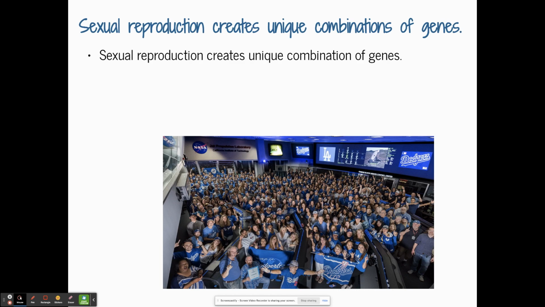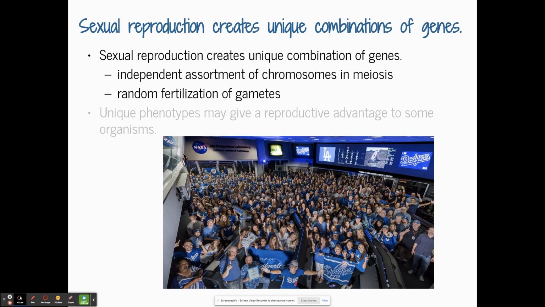Sexual reproduction creates a unique combination of genes through 3 processes: independent assortment of chromosomes in meiosis, crossing over, which isn't stated here, and the random fertilization of gametes. So unique phenotypes may give a reproductive advantage to some organisms.